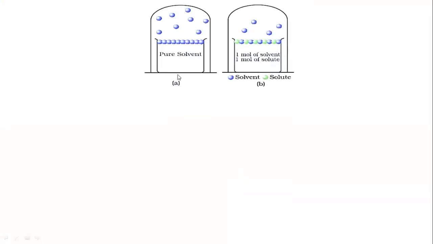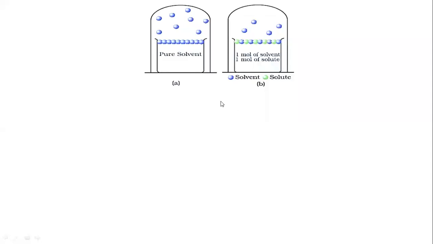See, in this diagram we have figures A and B. In figure A, this is a beaker. In the beaker, pure solvent is taken. This is shown with blue colored dots. This is the surface of the pure solvent. And in figure B, the solvent is there, but the non-volatile solute is added. This is a pure solvent, and this is a solution. Which solution? The pure solvent plus this green colored non-volatile solute.